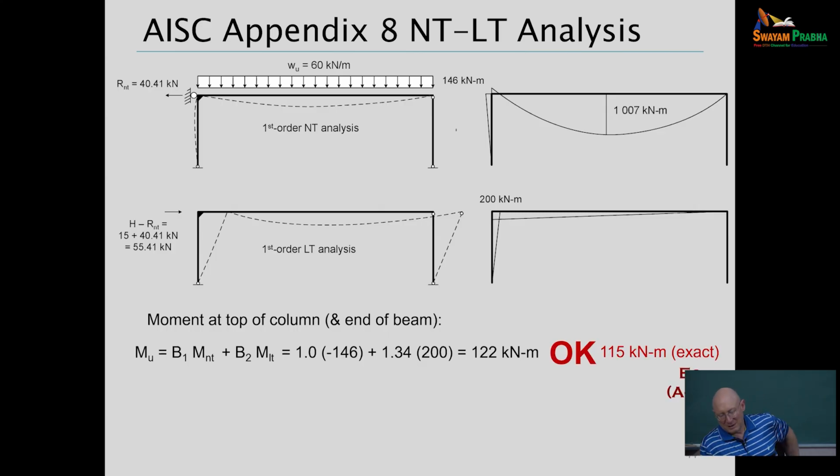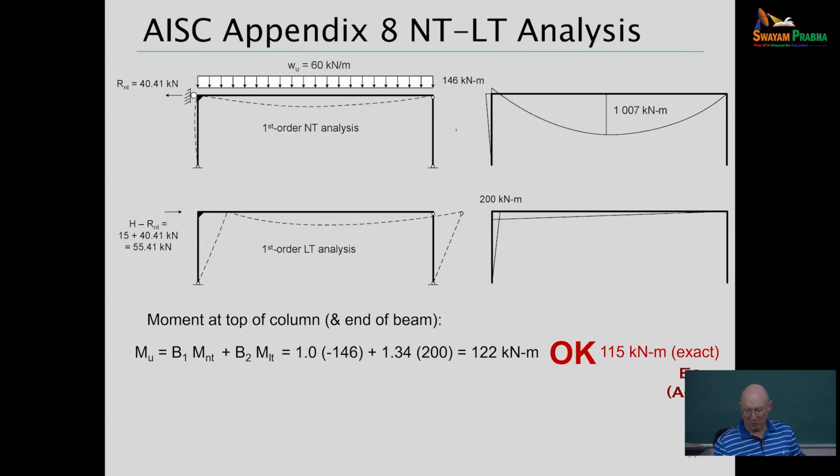And if we just ran this in Consteel or any other general purpose program, we get an accurate solution. It's not too hard to get an accurate solution for this. The rigorous solution is 115. Oh, it's conservative. Right, this is coming mainly from the conservatism of R sub m.